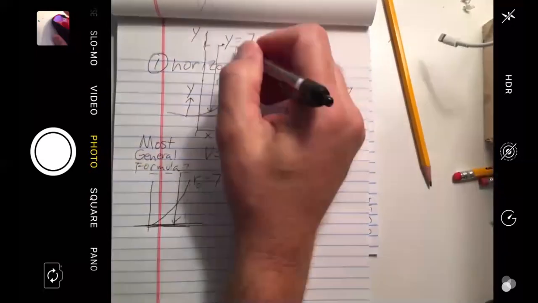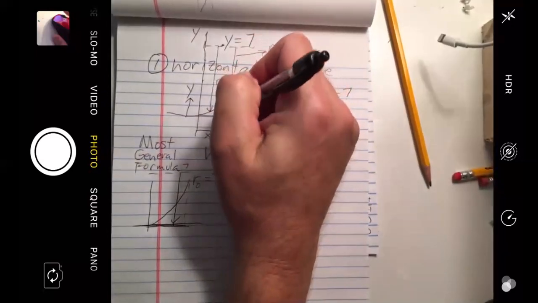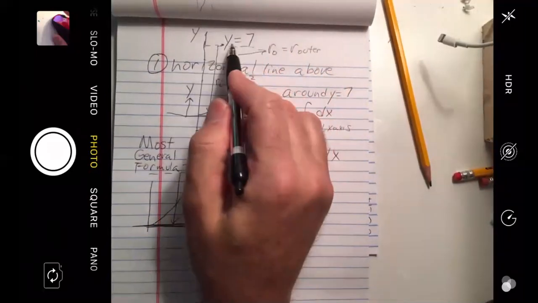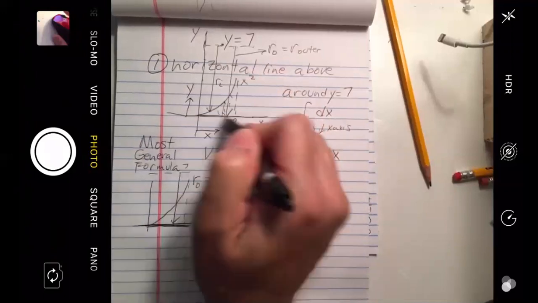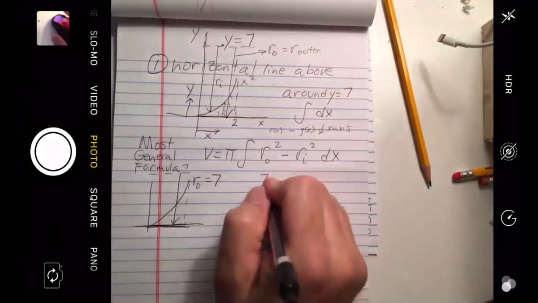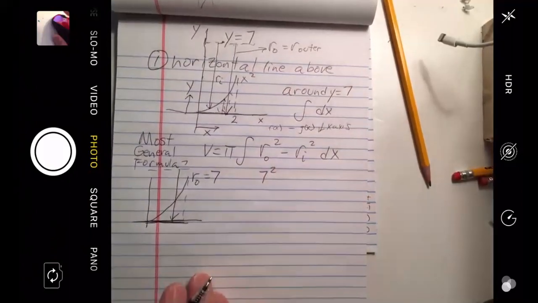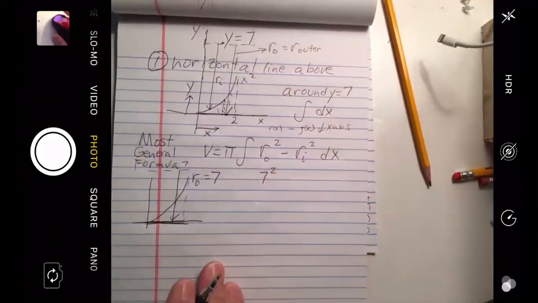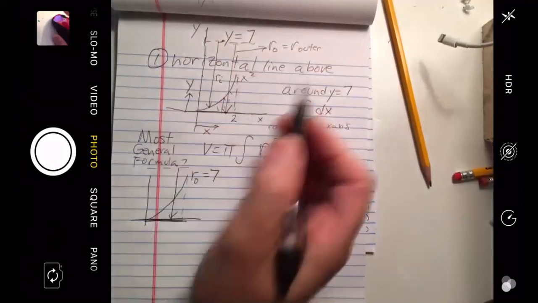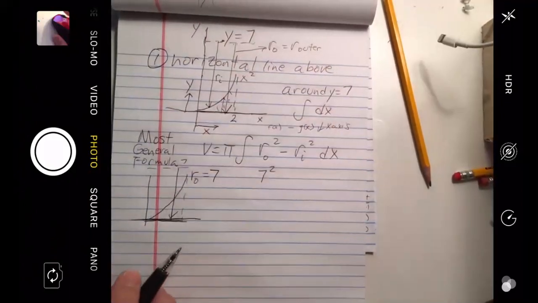I'm taking the distance from that axis all the way to the outer boundary. It's almost like a rectangle. From here to here, it's a straight shot. It's all 7. So that's what plugs in here, 7 squared on this one. If you'd used 8, it'd be 8 squared. If you went a little lower, it'd be that number squared on this one.